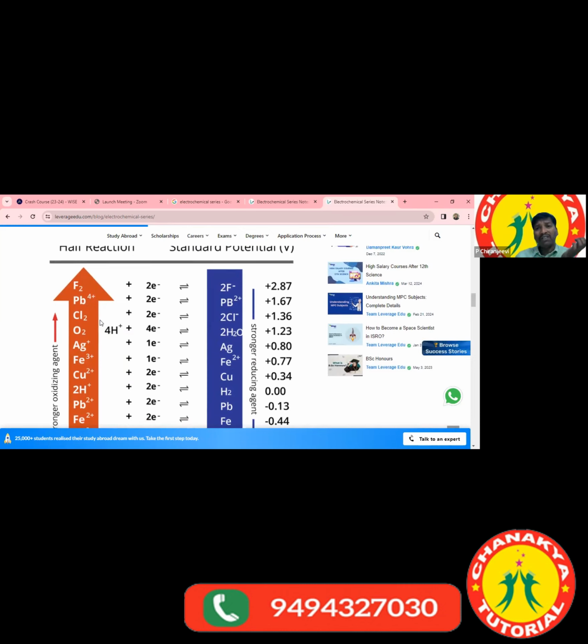What you are telling, standard reduction potential: first of all, what is meant by the potential? And what is meant by the potential difference? All of you, do you have any idea about the electrolysis process? Any one of you? What is meant by the electrolysis?